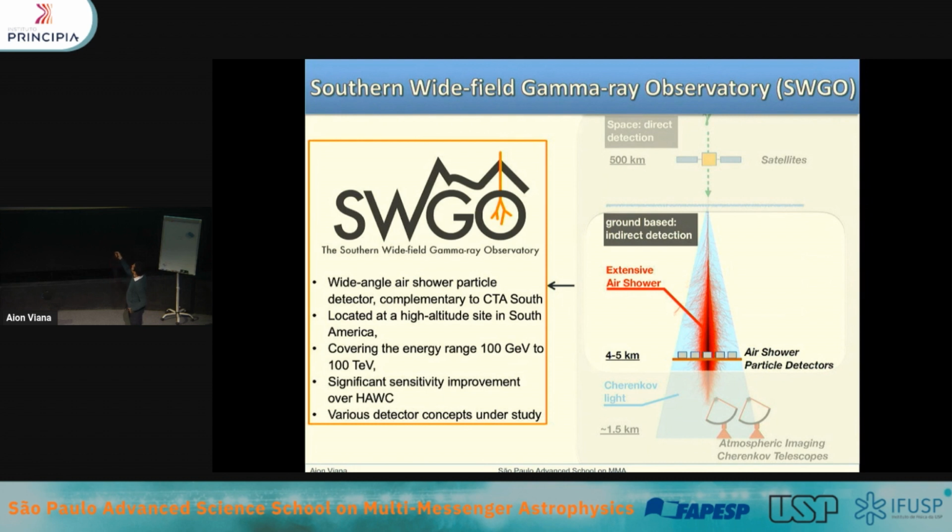Now let me go back to some other detector that we are building, or we plan to build. That's SWGO, which is supposed to be a new detector here in South America, probably in Chile, Peru, or Argentina. We are still deciding where. In high altitude, in the Andes. The main idea is that we're going to cover a wide field of view and a wide energy range.